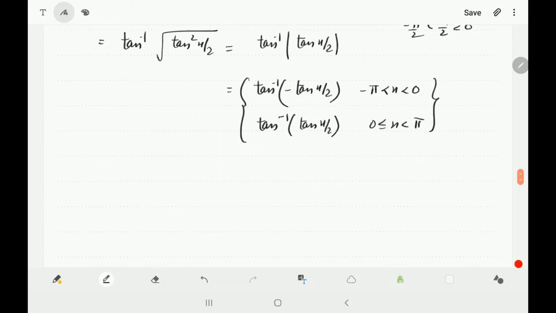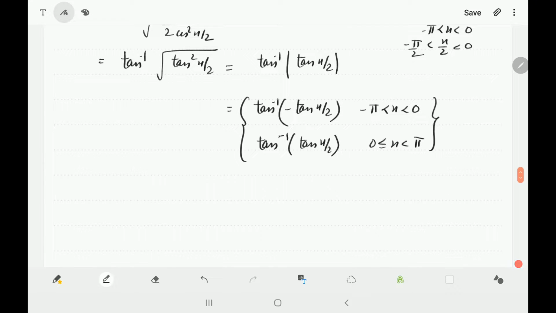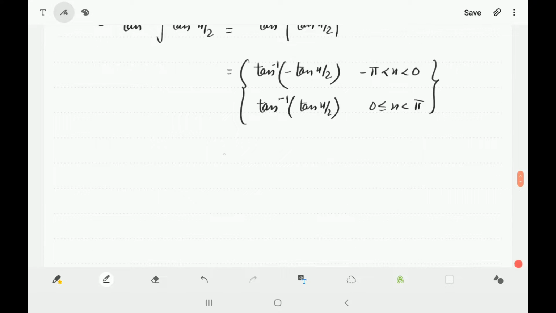Is this clear? If the inside term of the modulus is negative, mod opens up with a negative sign. If the inside term of a modulus is positive, then it opens up as it is. Now you already know that we can take this negative outside the tan inverse also, because tan inverse of minus theta is the same as minus of tan inverse theta. So this will become minus of tan inverse of tan of x by 2.